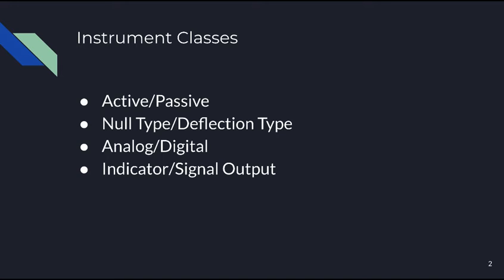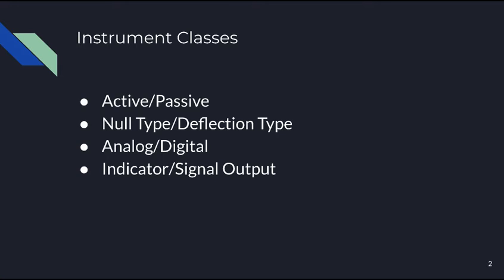We will see first of all that instruments can be divided between active and passive ones according to whether or not they have an energy source contained within them. The next distinction is between null-type instruments that require adjustment until a datum level is reached, and deflection-type instruments that give an output measurement in the form of either a deflection of a pointer against a scale or a numerical display. The third distinction covered is between analog and digital instruments, which differ according to whether the output varies continuously, that's analog, or in discrete steps, that's digital.